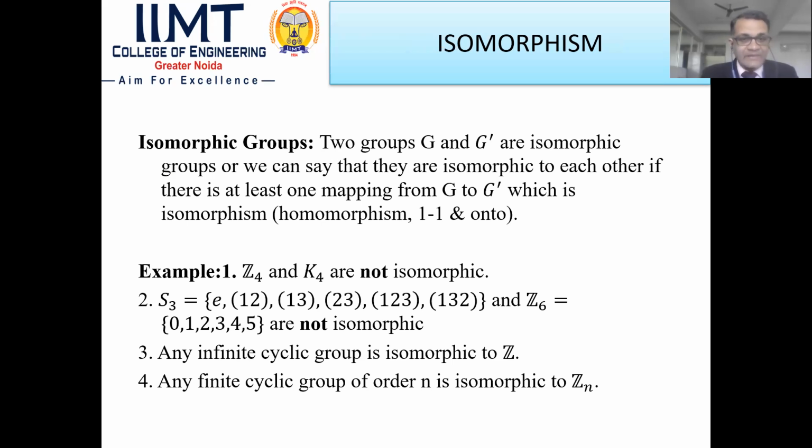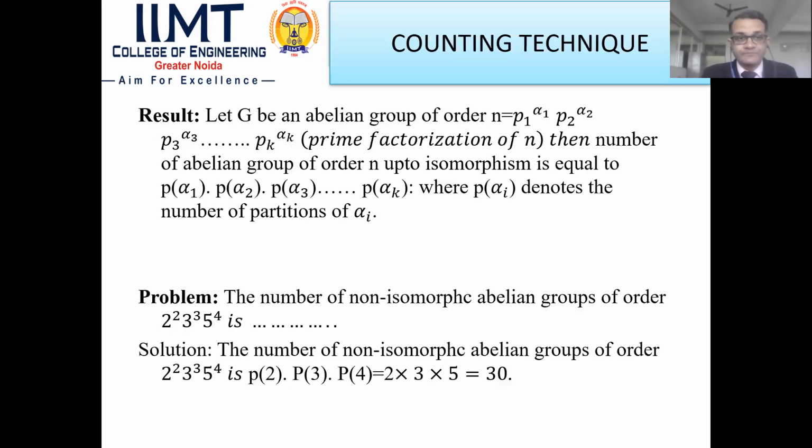Second example, S3 and Z6 are not isomorphic. Although both have order 6, they are not isomorphic because S3 is non-abelian and Z6 is abelian. Next example, any infinite cyclic group is isomorphic to Z. Next one is, any finite cyclic group of order n is isomorphic to Zn.